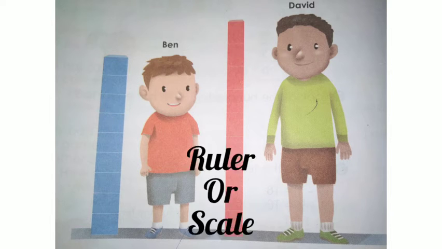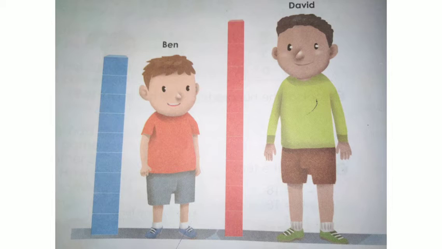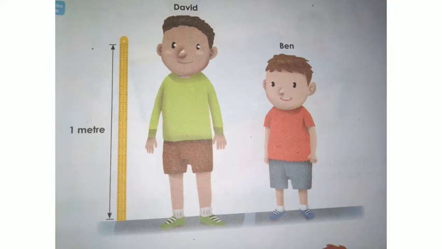Using the ruler. This is a ruler to measure the length of an object. We can call it as scale. Can you measure the length of those two children by using a small scale of 30 centimeter? We can measure using small scale, but it takes more time. So we need a ruler which is of 1 meter.